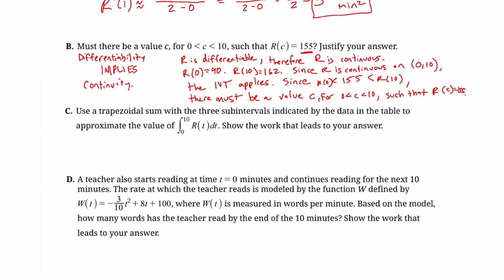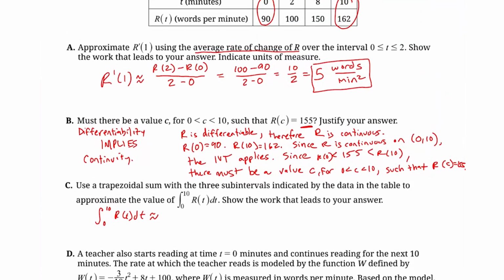It says use a trapezoidal sum with 3 subintervals indicated by the data in the table to approximate the value of the integral from 0 to 10 of R(t) dt. Show the work that leads to your answer. So they tell you exactly what to do. Use a trapezoidal sum. So from 0 to 10 of R(t) dt, we're going to approximate that. So let's look back at our table.